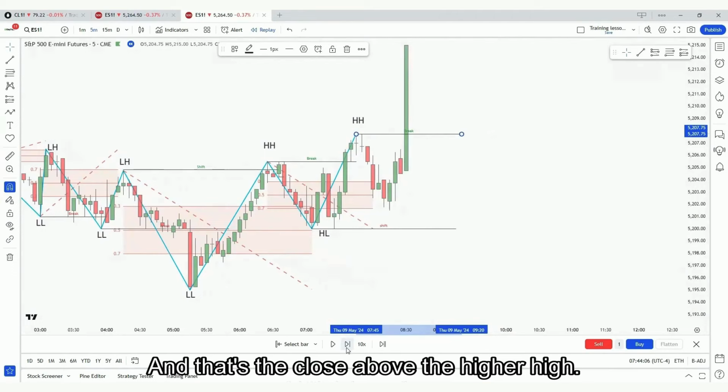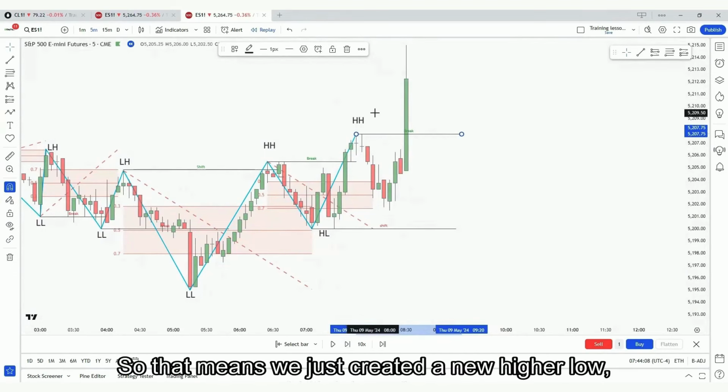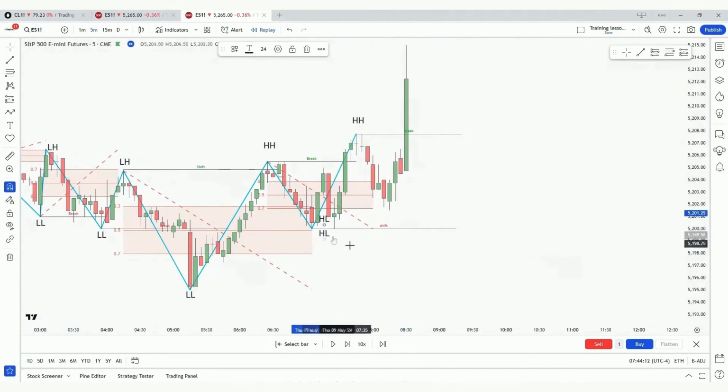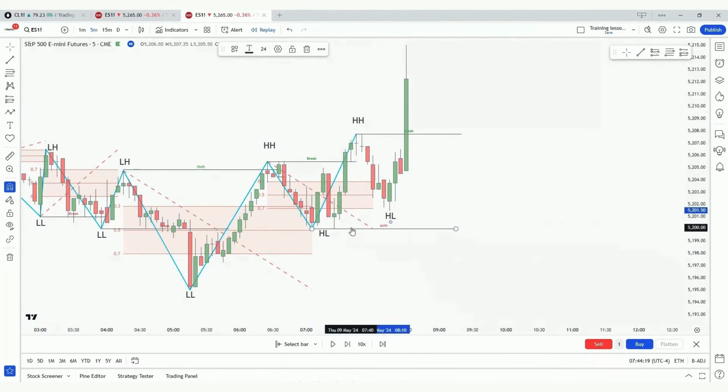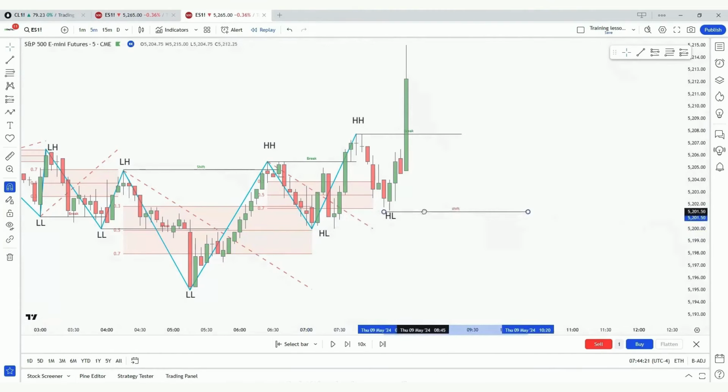And that's the close above the higher high. So that means we just created a new higher low, the lowest point over here. We can move the shift line to the new higher low.